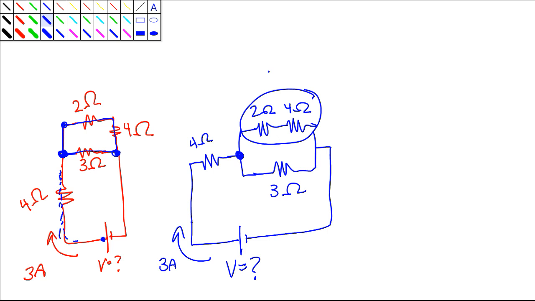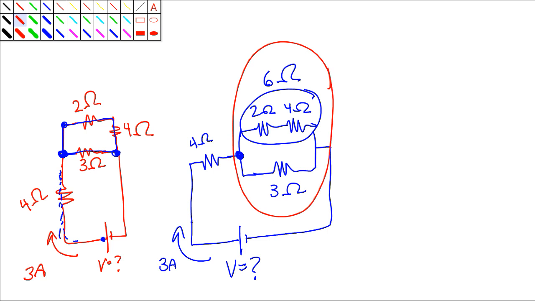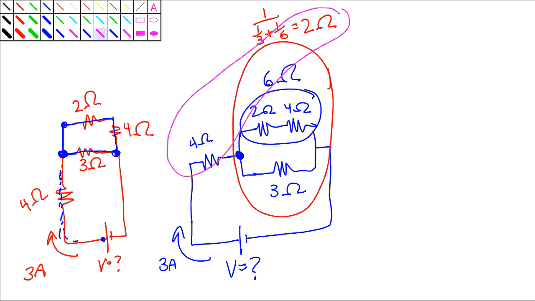This is 6 ohms, 2 plus 4 is 6. And then 6 and 3 in parallel: 1 over 3 plus 1 over 6. That's equal to 2 ohms. And so then I would have a 2 and a 4 ohm in series. So 2 plus 4 gives me a total equivalent resistance of 6 ohms.